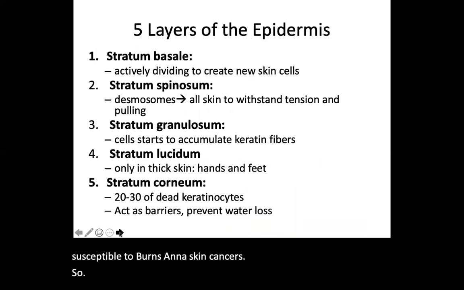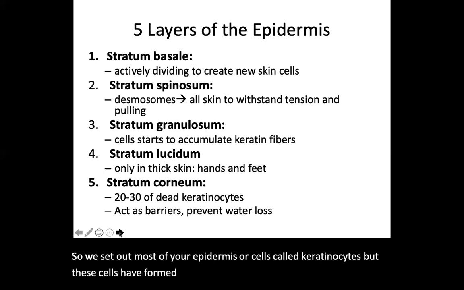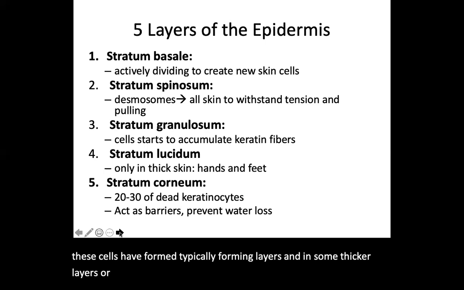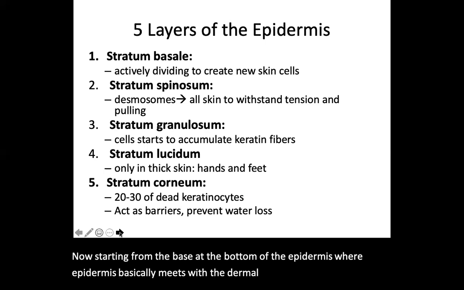So let's move on and talk a little bit more about the epidermis. So we said that most of your epidermis are cells called keratinocytes, but these cells have formed typically 4 main layers, and in some thicker skins, we have up to 5 layers of epidermis. Now, starting from the base, at the bottom of the epidermis, where epidermis basically meets with the dermal layer, we have our first layer called the stratum basale.